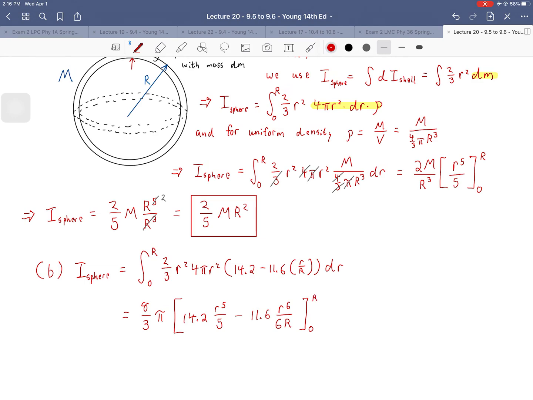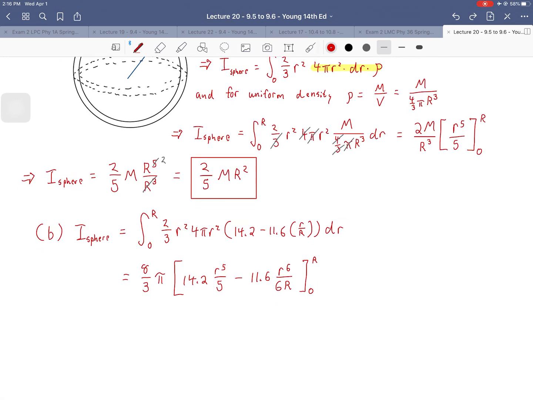Then I'm going to evaluate from 0 to big R. You can see that they'll become like terms, because this one seems like a higher order term, but it has a unit of meters in the denominator, so it cancels out. Let's do that step, evaluate the limits. When we plug everything in, we get 8/3, still there, and then 14.2 r to the 5th over 5 and 11.6 r to the 5th over 6. Since it's just going to become a decimal, the decimal it becomes is 0.907, and then the r to the 5th.